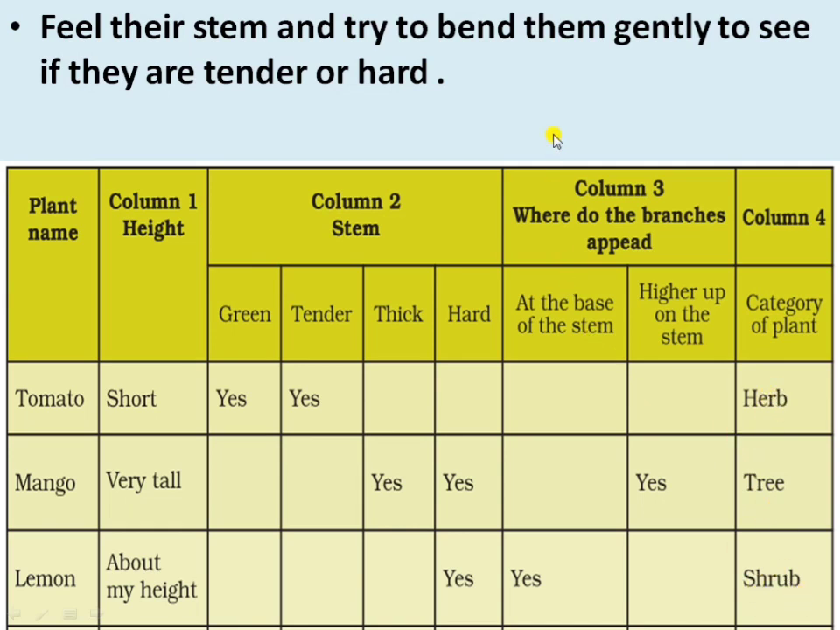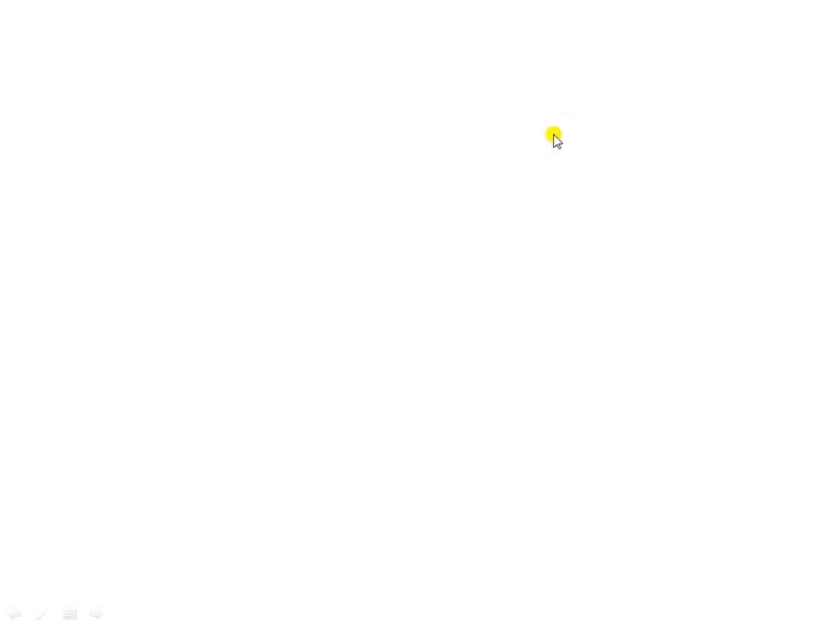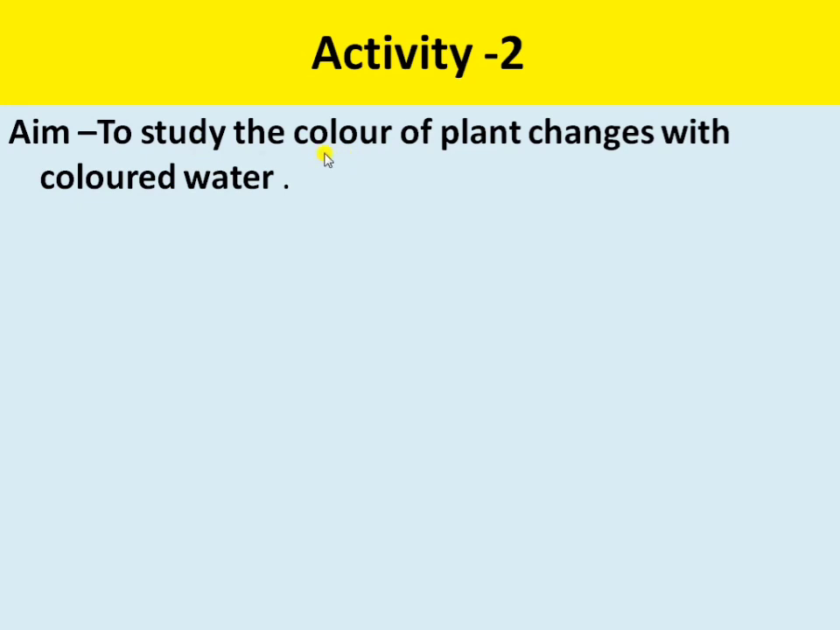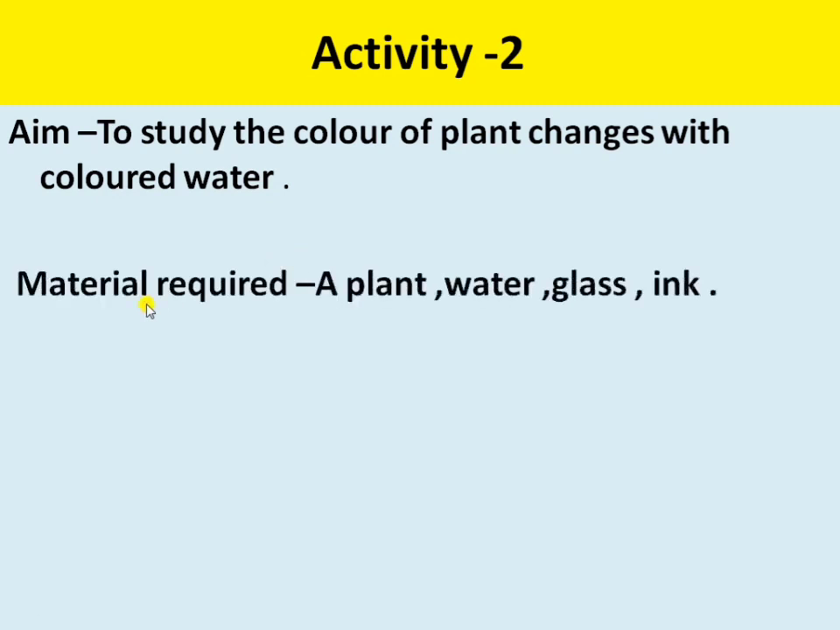Moving on to our second activity, that is to study how the color of the plant changes with colored water. The material required to perform this activity is a plant, water, a glass and some ink. You can choose a blue ink or a red ink, that is up to you.